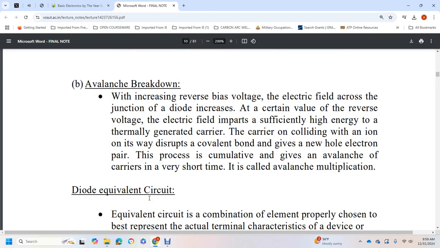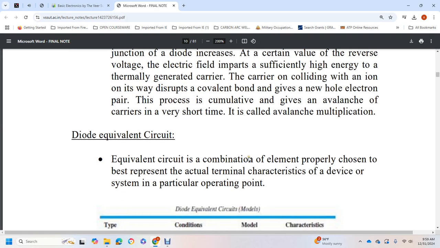Avalanche breakdown. As we increase the reverse bias voltage, the electric field across the junction increases. At a certain value of the reverse voltage, the electric field imparts sufficiently high energy to the thermally generated carriers. A carrier colliding with an ion disrupts a covalent bond, giving a new electron-hole pair, with the process being cumulative to give an avalanche of carriers in a very short time. This is called avalanche multiplication.